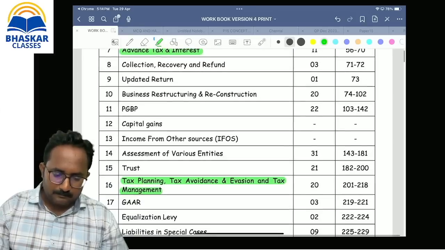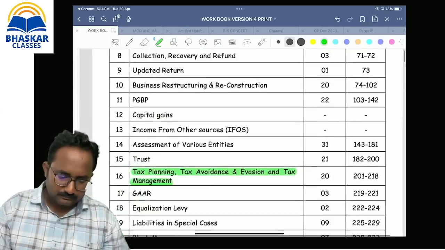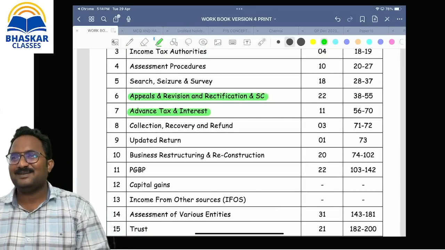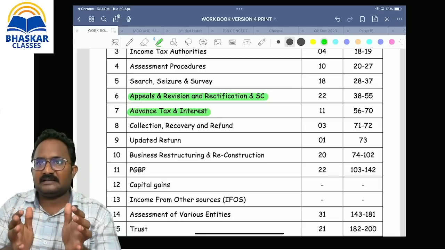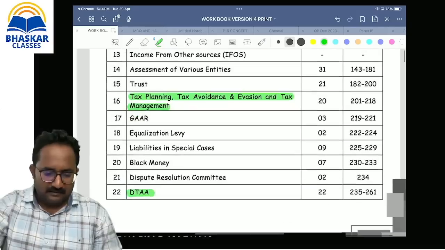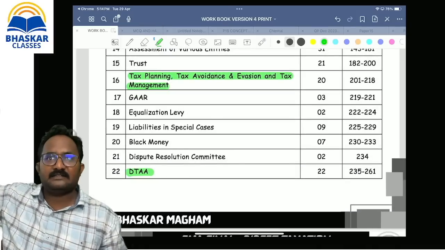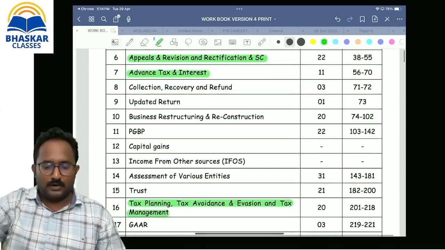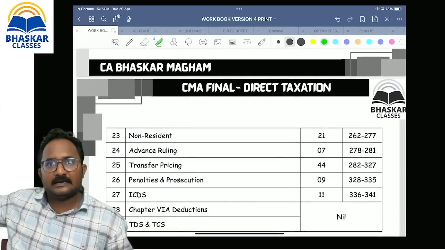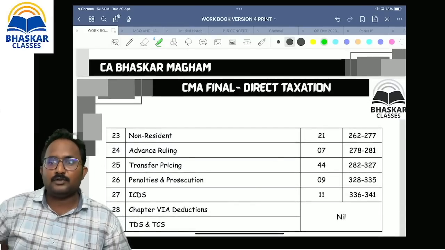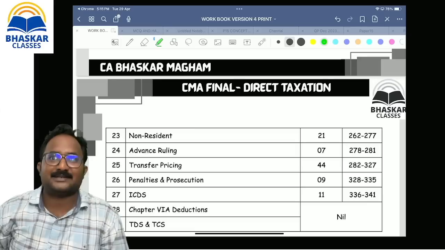Okay, next we can decide on that. So how I will plan: after advanced tax and interest in the morning session, if I have 1 hour, then I will go for the small chapters like block money, liabilities in special cases, etc. If we have a huge volume of time, then I will go for the transfer pricing chapter. One day I will take fully for the transfer pricing chapter. That is 30 marks weightage. Even if you feel bored, you have to listen to that.